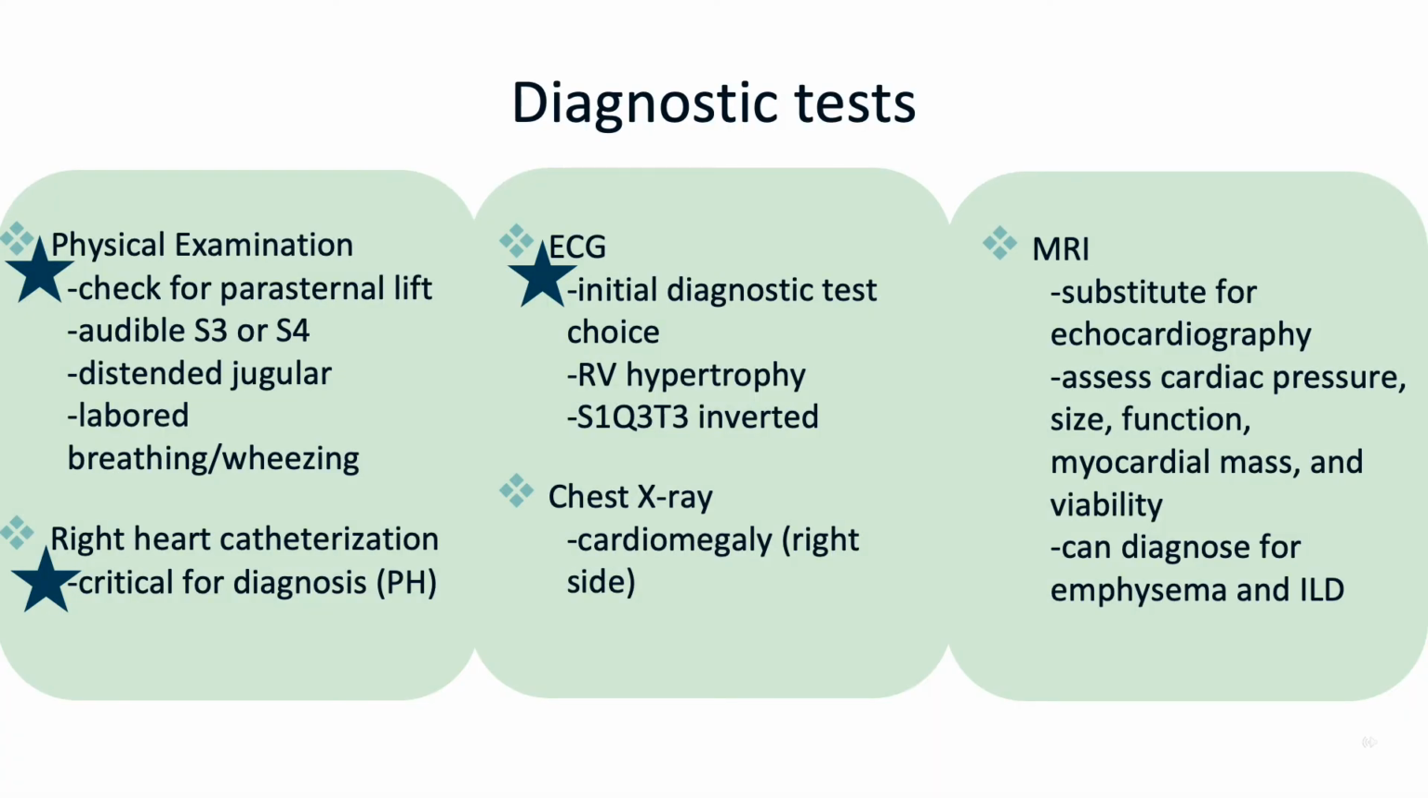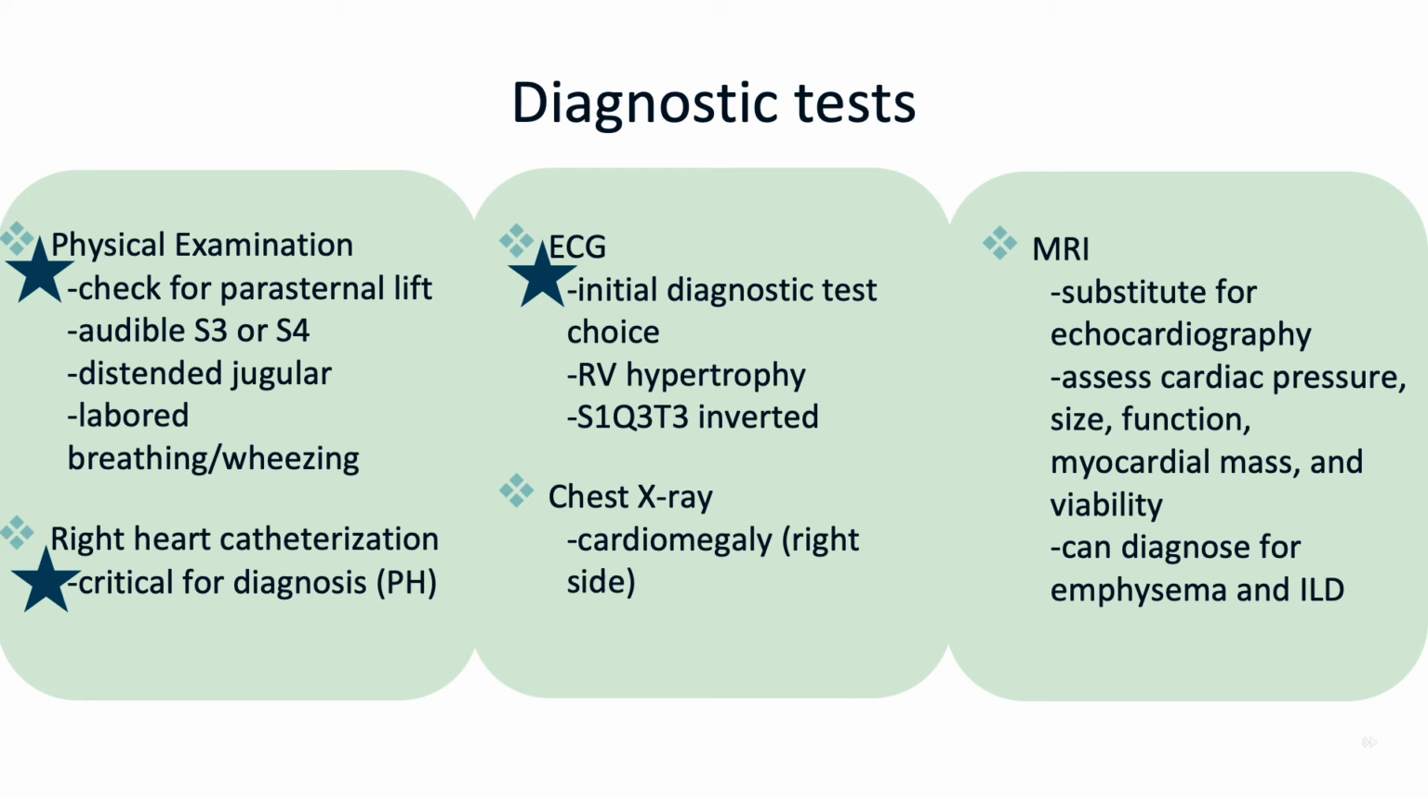There are many diagnostic tests to determine cor pulmonale. A physical examination can check for a parasternal lift, listen for an audible S3 or S4, look for a distended jugular vein, or check the patient's breathing pattern. With the physical examination, we are able to see the signs of cor pulmonale that were listed in the previous slides with signs and symptoms.